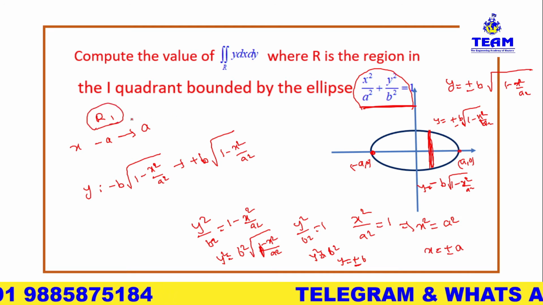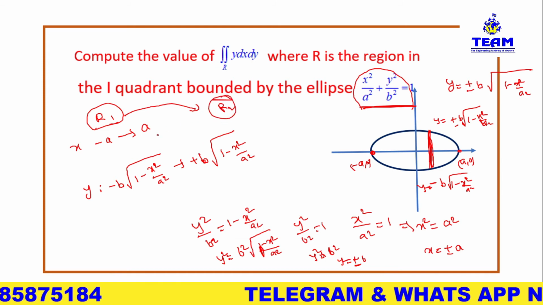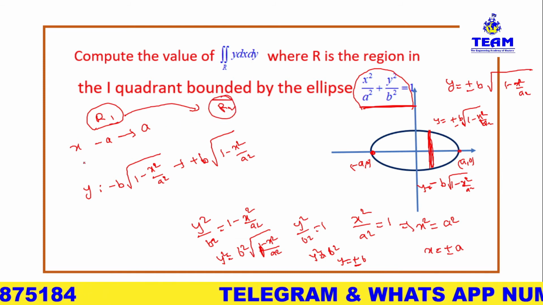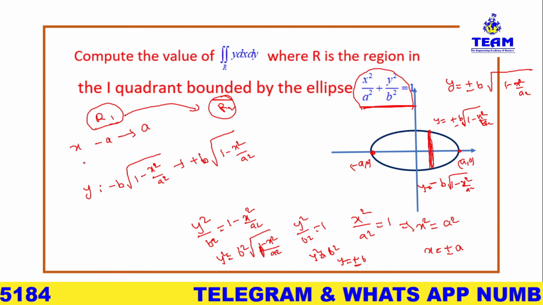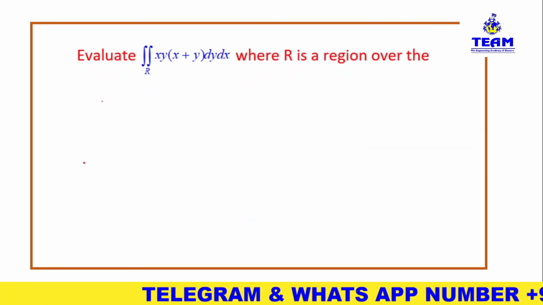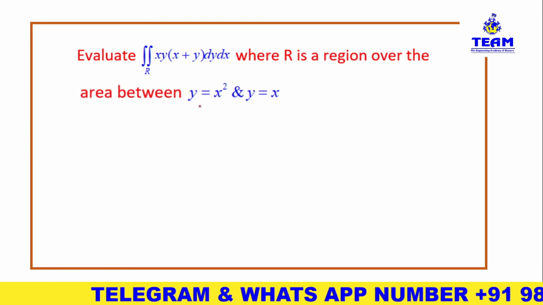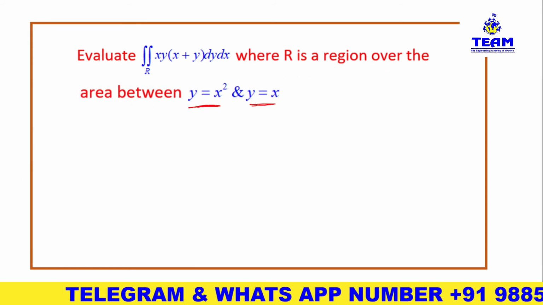So can you write the change of order of integration, nothing but R to region 2? You can write it easily, no? Yes. Try to solve. If you are getting the answer, please write in the comment box. Next problem. So friends, here you observe, evaluate the region R between y is equal to x square and y is equal to x.